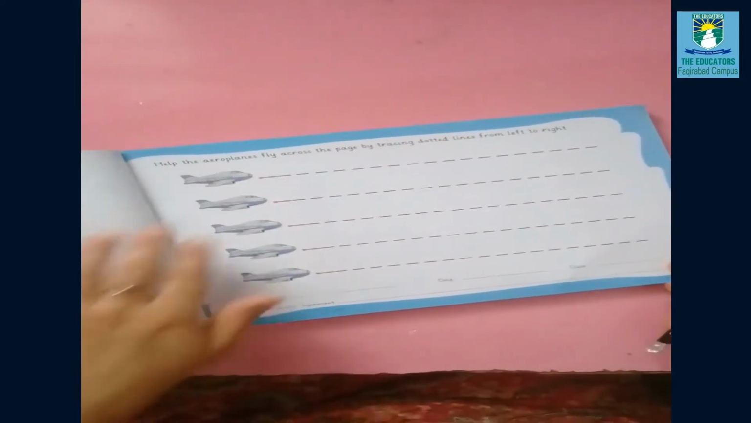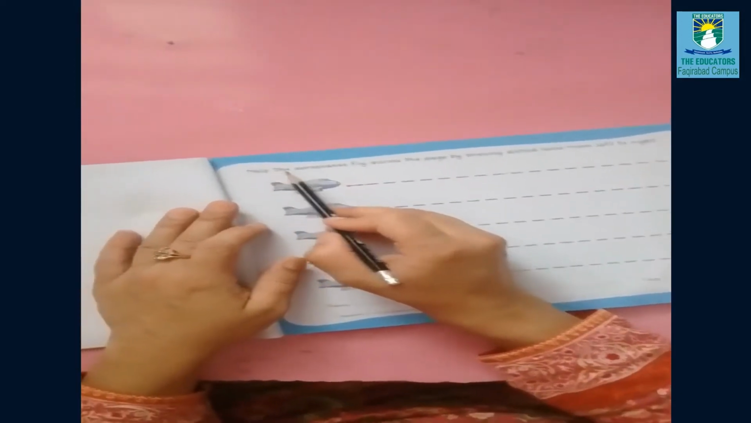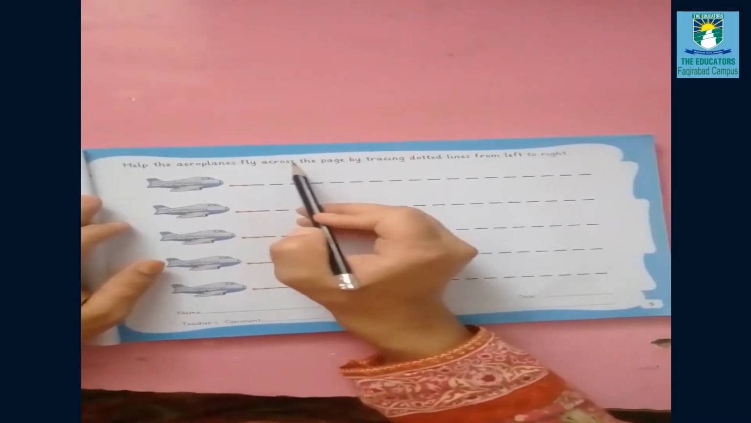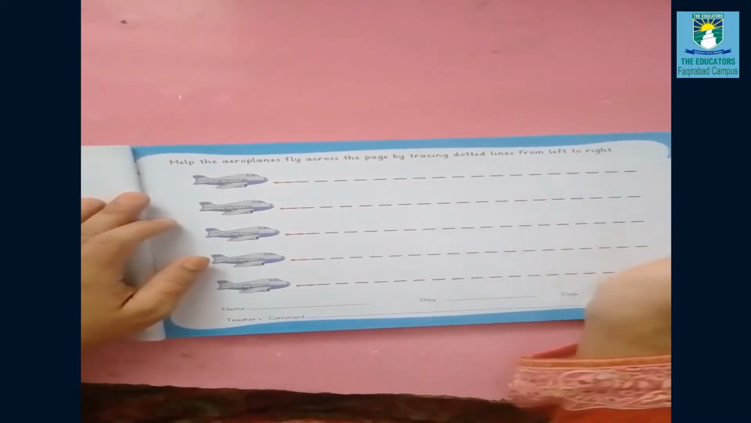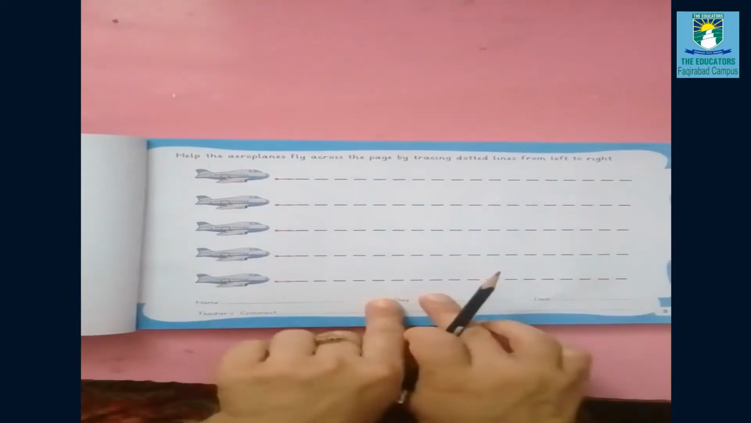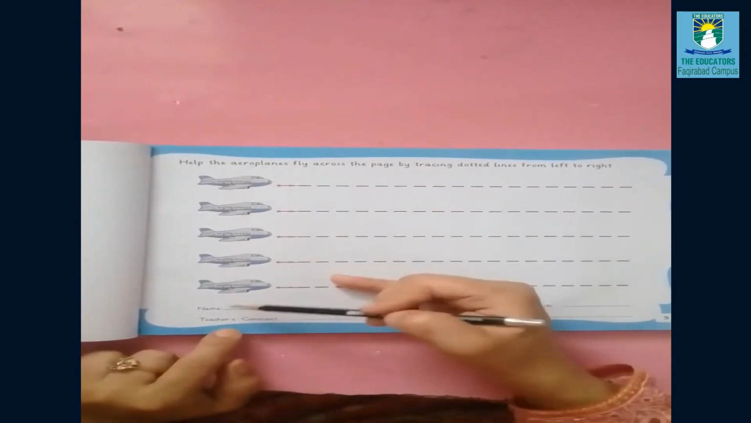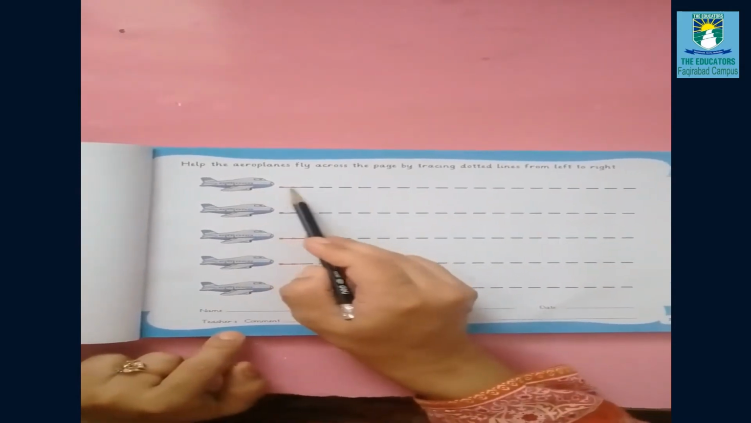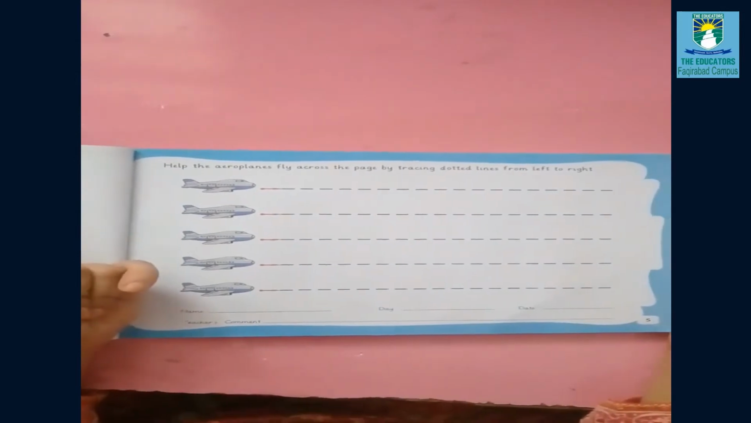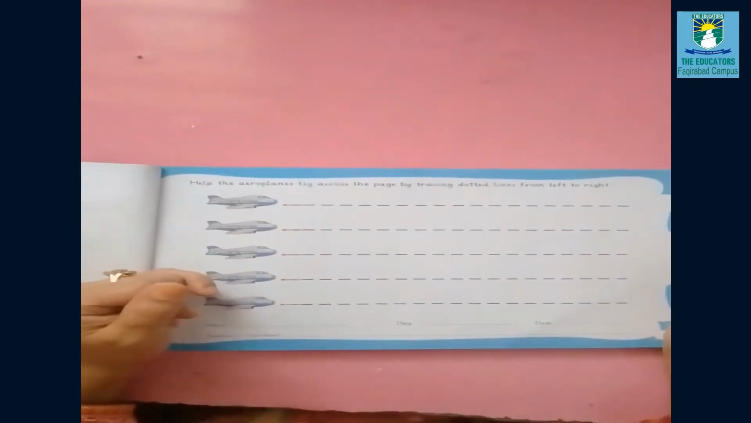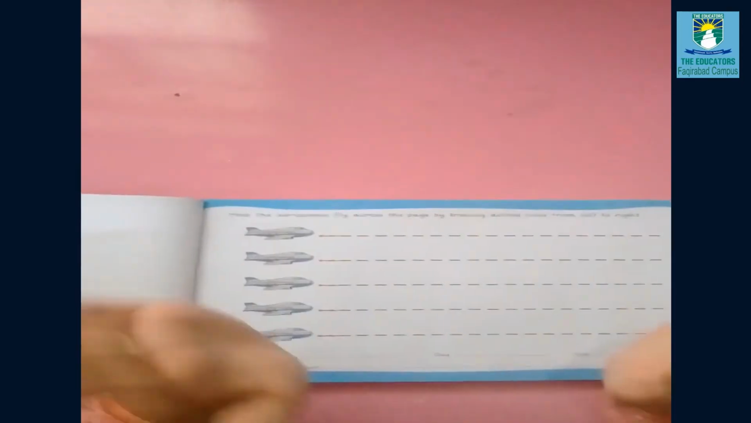Okay, good. Here's right. Help the aeroplanes fly across the page by tracing dotted lines from left to right. As you can see on this book page, there are aeroplanes. Aeroplanes show the direction of left to right. What is the concept of left to right? Who can tell me? Okay, listen, this is the best example.